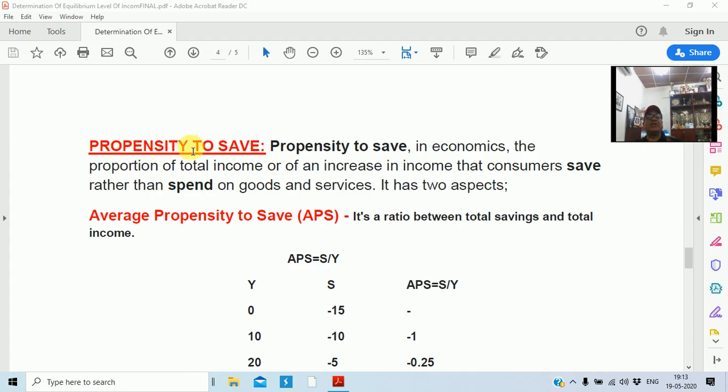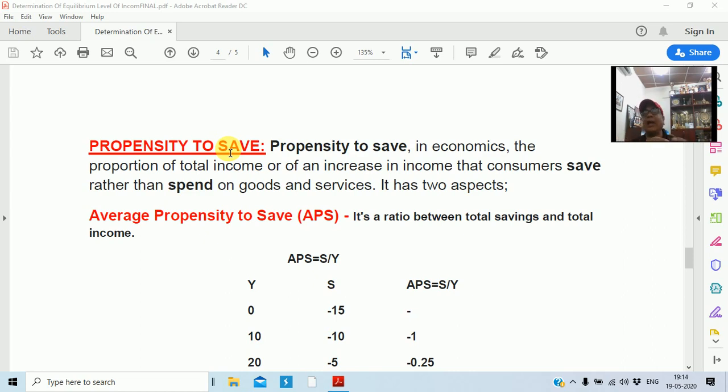Now, propensity to save, like propensity to consume. What do we do in propensity to consume? We establish the relation between consumption and income. In propensity to save, we are going to develop the relation between saving and income. Here also we'll develop two types of relation between saving and income. One, the relation between total saving and total income. Other, the relation between change in saving due to change in income.